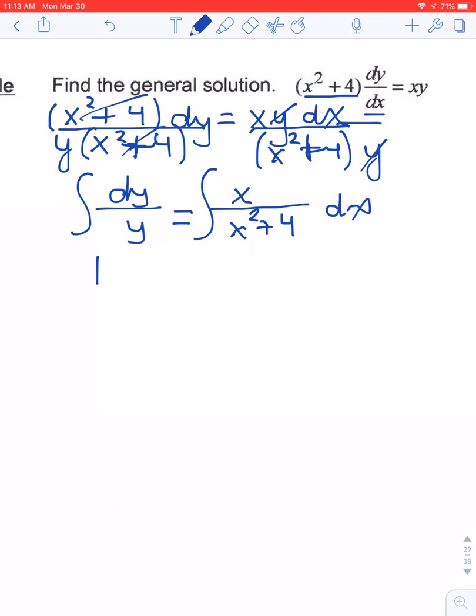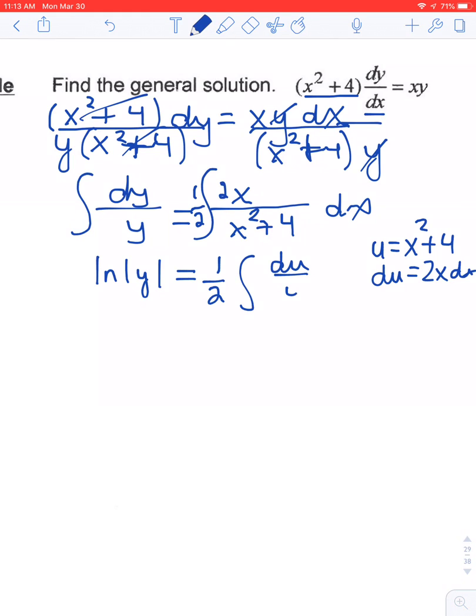Now we can integrate both sides. When we integrate 1 over y, we get ln of the absolute value of y. On the right side, u substitution will work. We need a 2, but we need to balance with a 1/2. Once we get to this point, we have ln absolute value of y equals 1/2 ln the absolute value of u, or x squared plus 4, plus some c value. I'm going to call it c1.